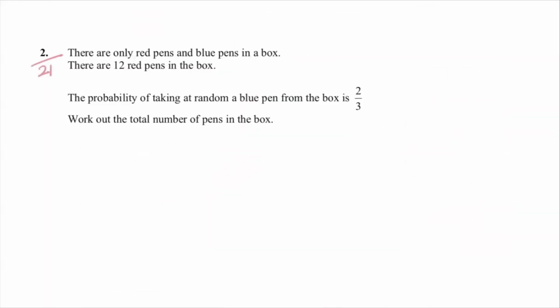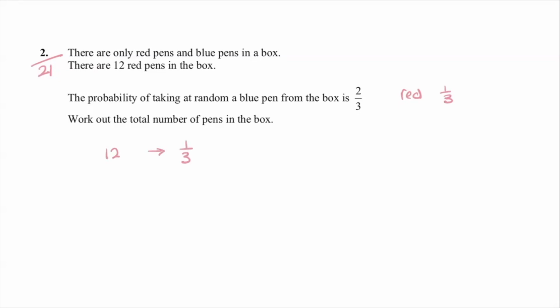Okay, so we've got red and blue pens. There are 12 red pens in the box. The probability of taking a random blue pen is 2/3. That means that to take a red, it would be 1/3. And we need to make that connection so that we can then connect our number of pens, 12, to the probability of 1/3.